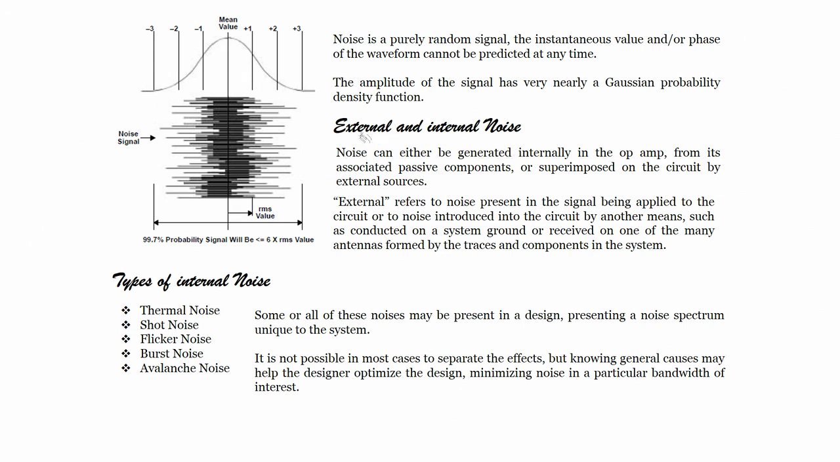Now, when you talk about types of internal noise, there are several types. We will just understand the definition, and we will see one example to understand the noise. When you talk about internal noises, there are thermal noise, shot noise, flicker noise, burst noise and avalanche noise, all right. Some or all of these noises may be present in the design, presenting a noise spectrum unique to the system. It is not possible in most cases to separate the effects, but knowing general causes may help the designer optimize the design, minimizing noise in the bandwidth of interest.